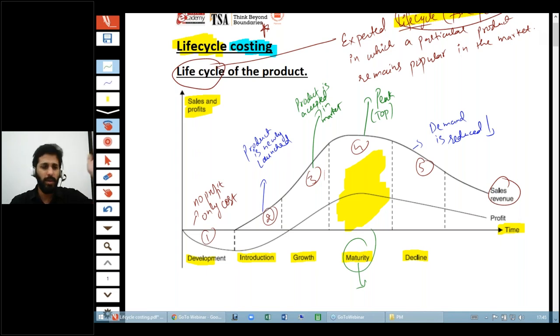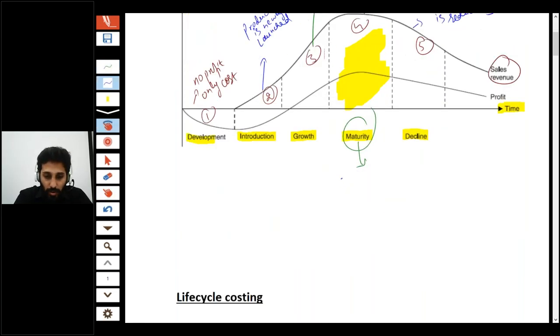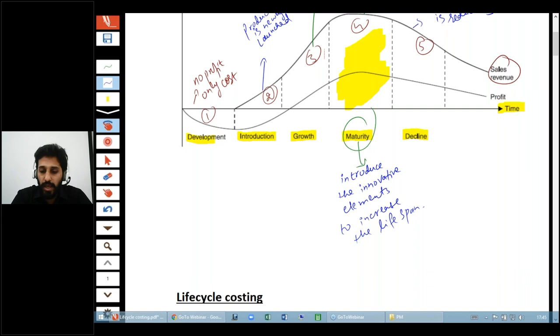Similarly, if you go back probably one or two years, there were no reels on Facebook, and right now they're there. So what I'm trying to say is that they are introducing innovative features. When you introduce new and innovative features in the maturity stage, your product lifespan can be increased, right? So in this maturity phase, you should introduce innovative elements to increase the lifespan. You should introduce innovative features. All right.